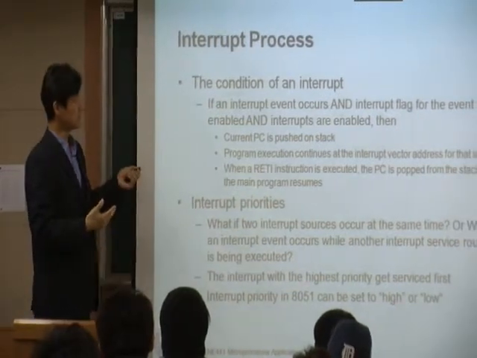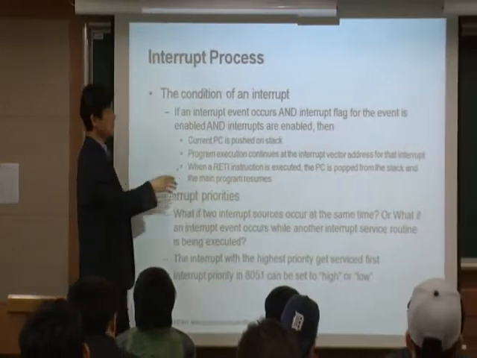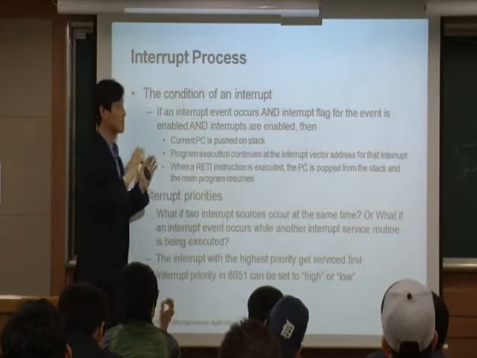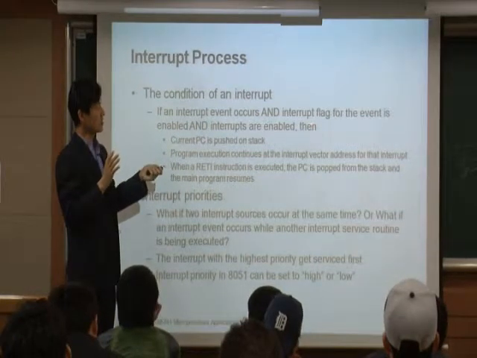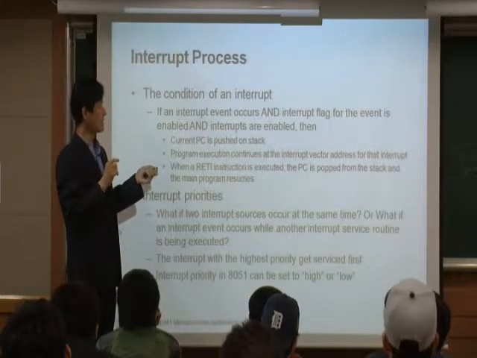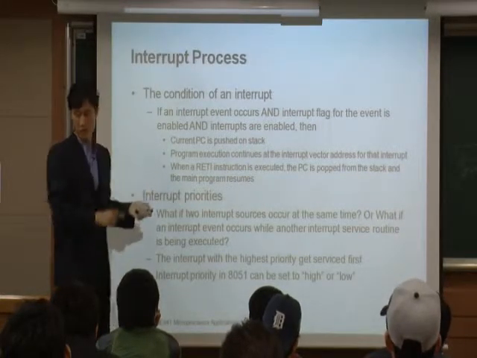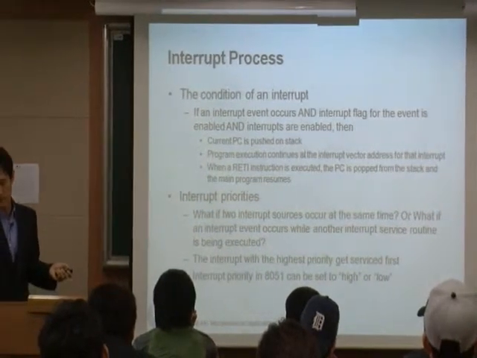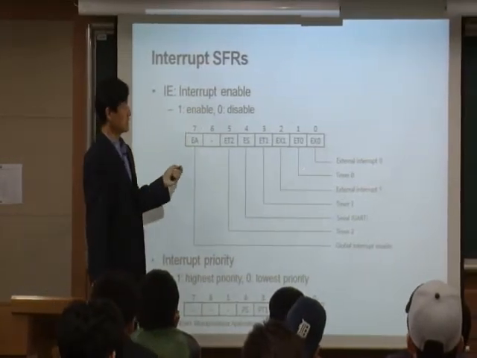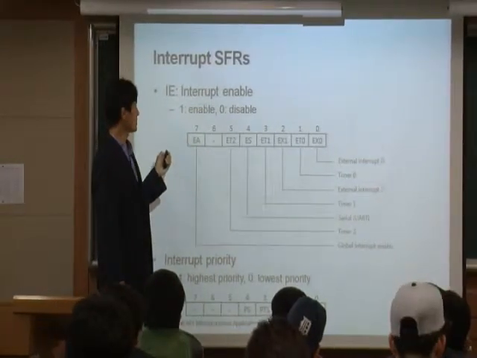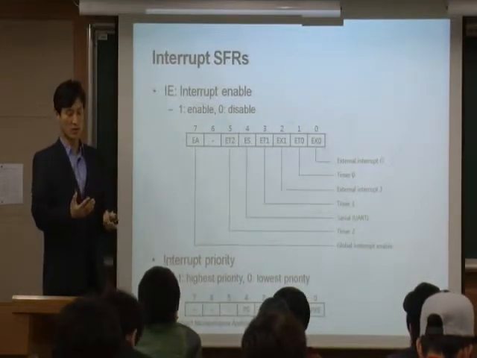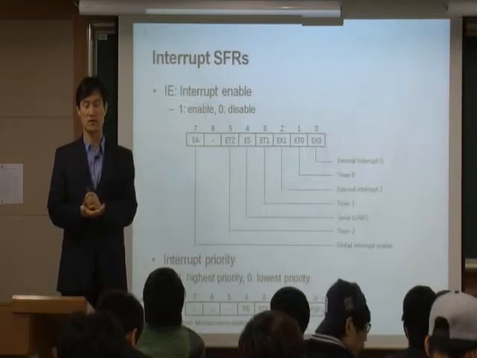Same way here, the interrupt event occurs only when the interrupt flag for that particular interrupt is enabled and interrupts itself is enabled. Okay, what that means here is this one. This is a register called interrupt enable, IE. This is another register. So far, we learned the register called the program status word.